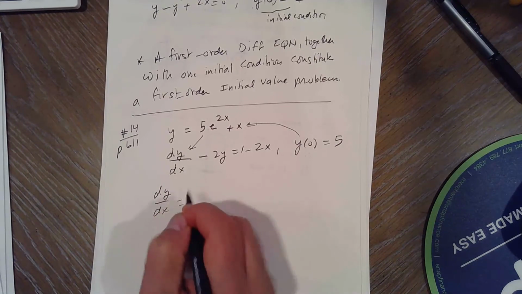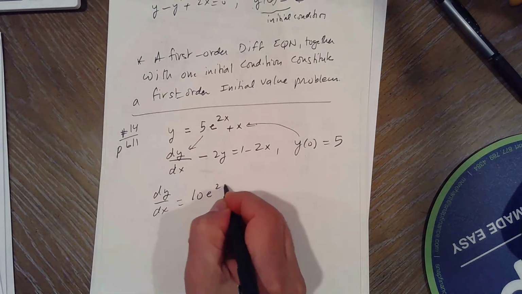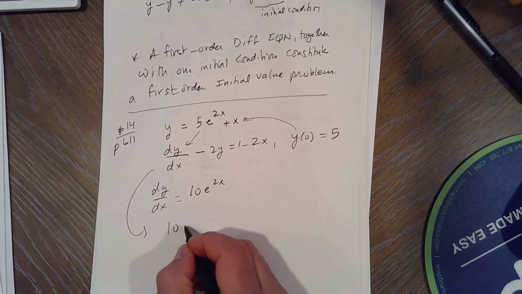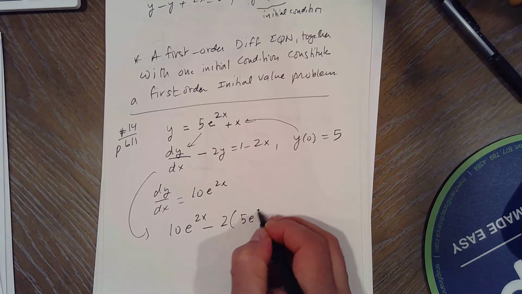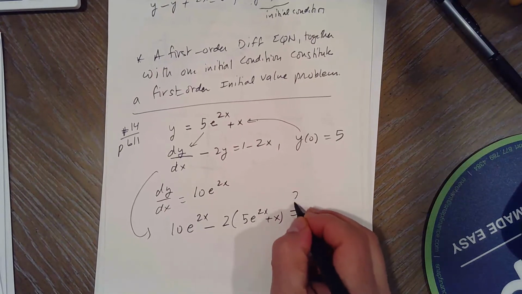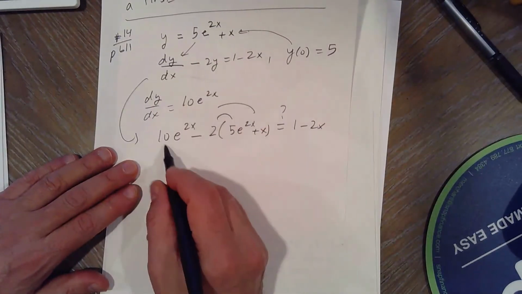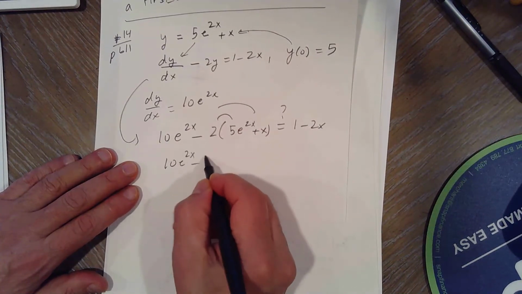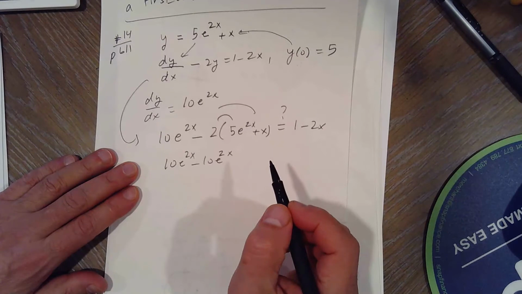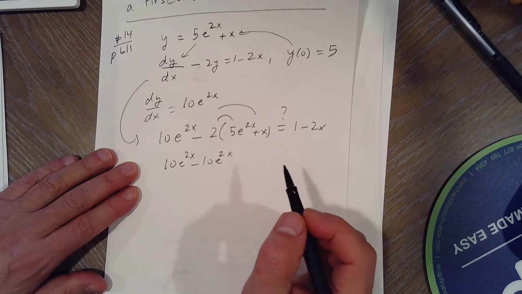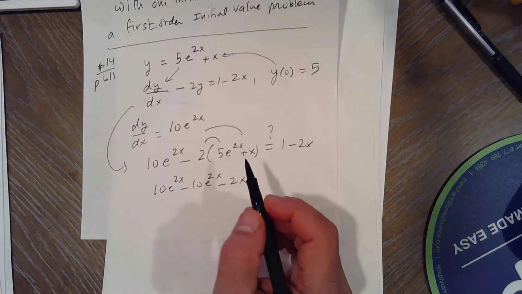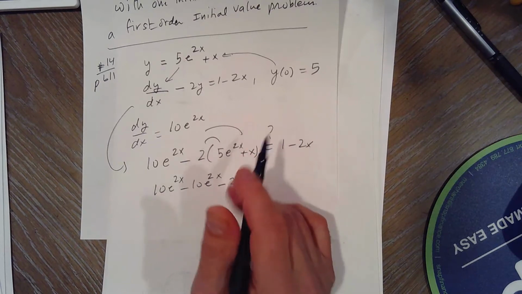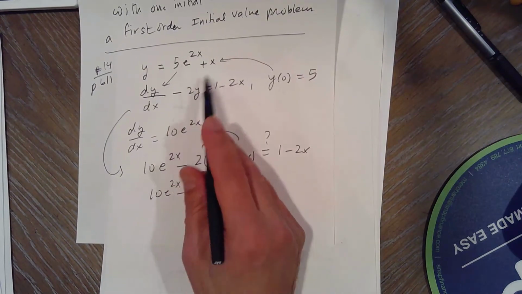So dy by dx is 5 times 2, which is 10e to the 2x. So if you put that in here, 10e to the 2x minus 2y, and 2 times y is all that. It should equal 1 minus 2x. So distribute. Well, I think I left out something. Y prime is 10e to the 2x plus 1.